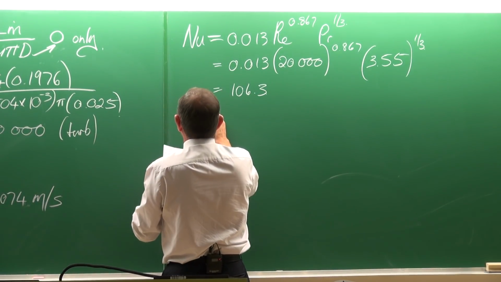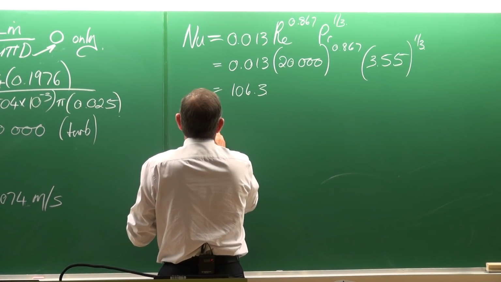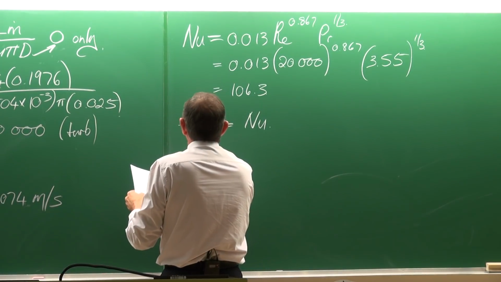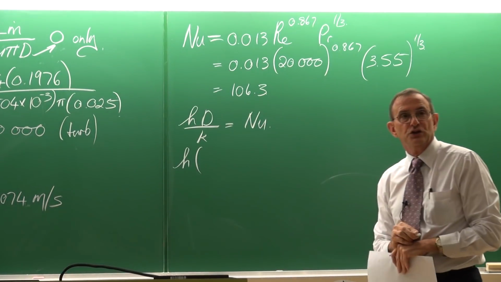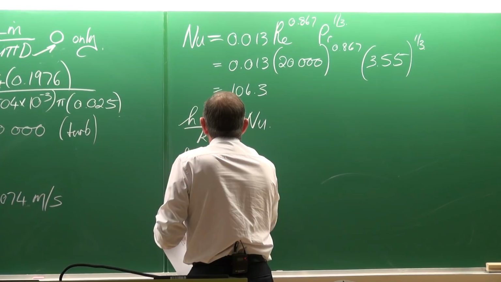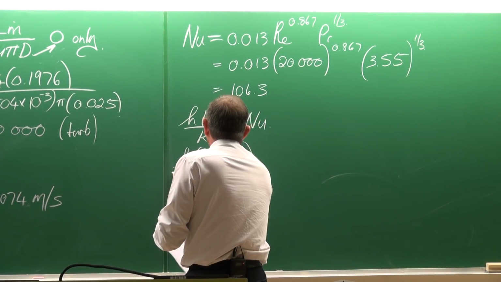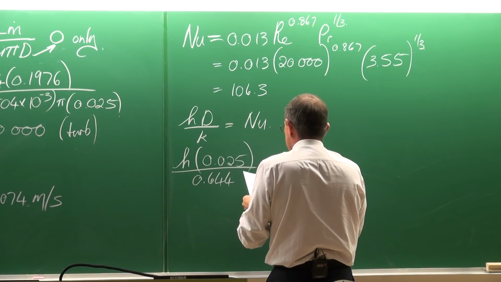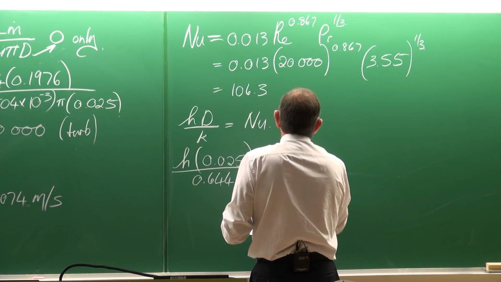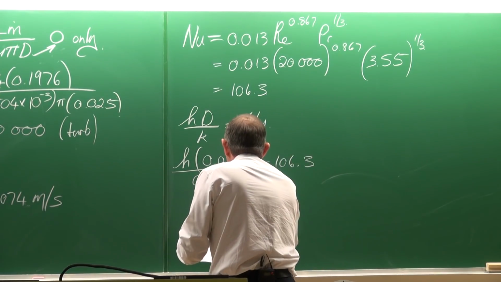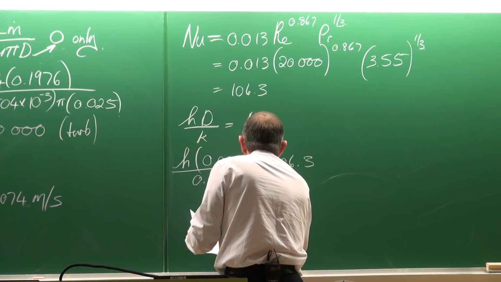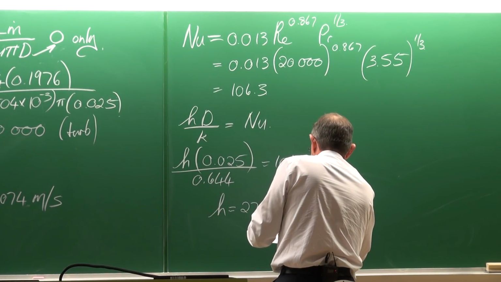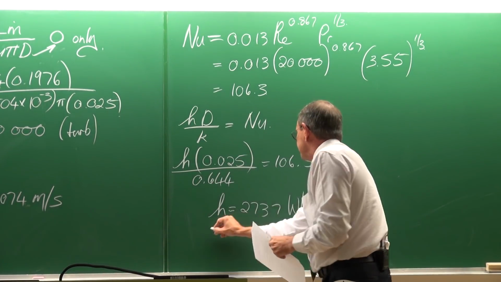The Nusselt number is equal to hD divided by k. The heat transfer coefficient is what we would like to determine. The diameter is 25 millimeters, divided by the thermal conductivity, which is equal to 0.644. The Nusselt number is 106.3, and that will give us a heat transfer coefficient of 2737 watts per square meter degree Celsius.